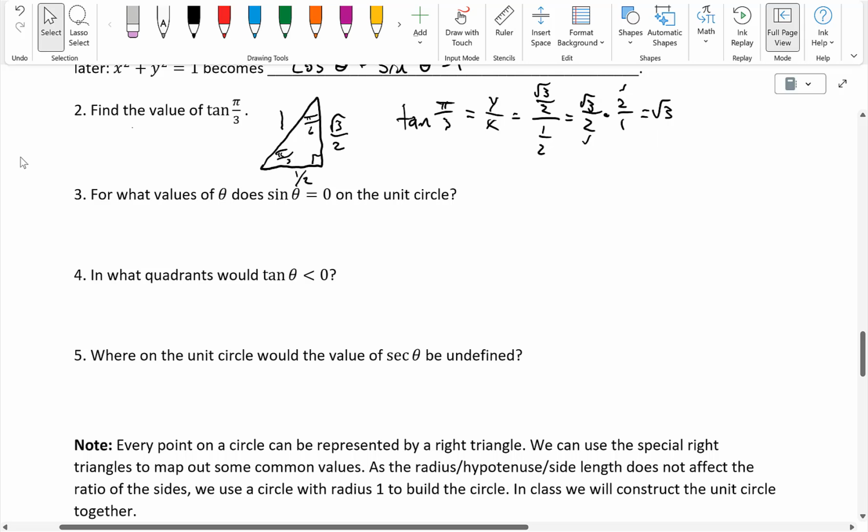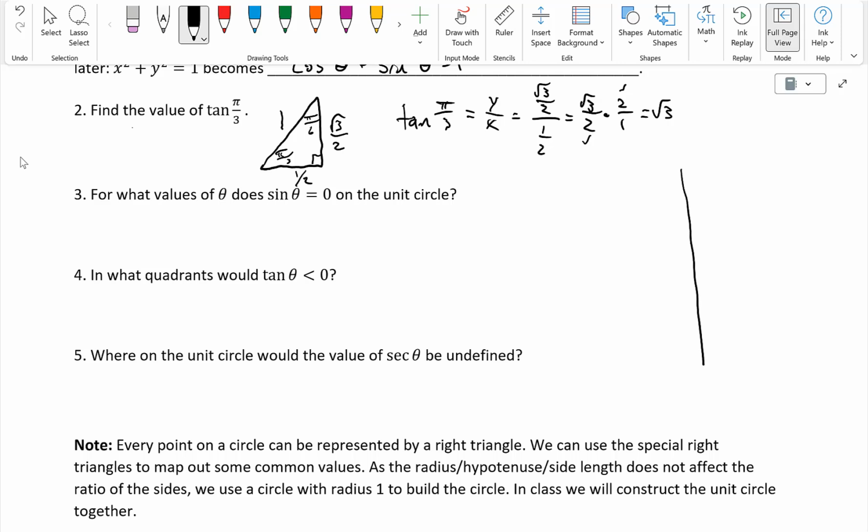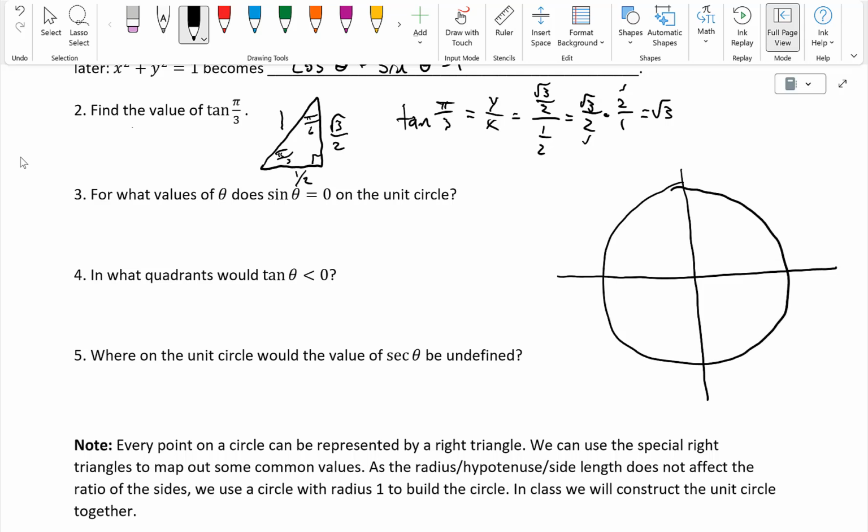All right, 3, 4, and 5 are more questions kind of about the quadrants, so we can draw a little circle over here. And you can use probably the same thing for some of the questions on the ticket. It's just getting used to where everything lives.